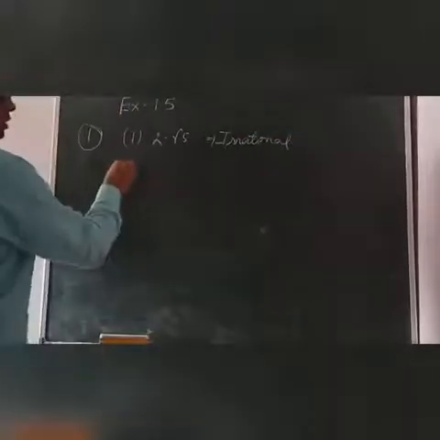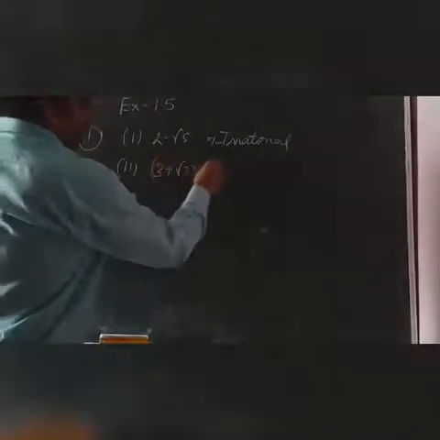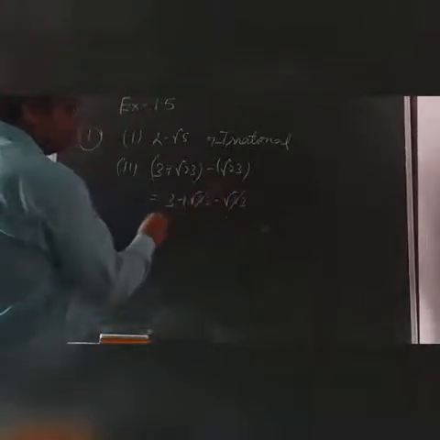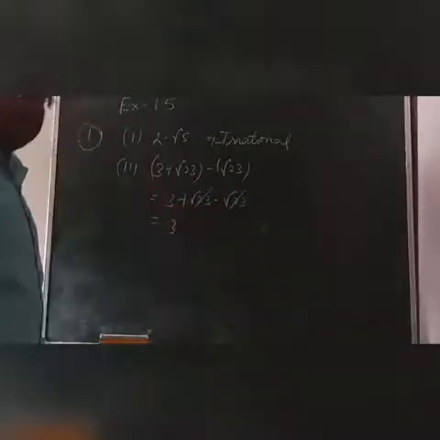Now I am taking the second condition. You can see here it is given 3 plus under root 23 minus under root 23. If you simplify this, you will get 3 plus under root 23 minus under root 23, and the root 23 cancels, so you will get 3, and 3 is rational.